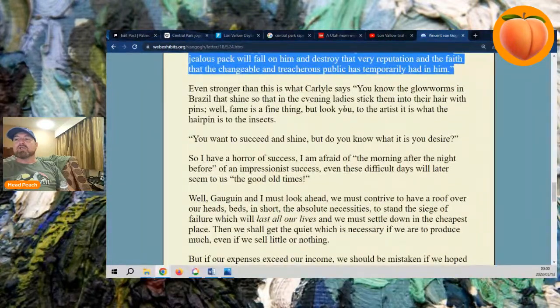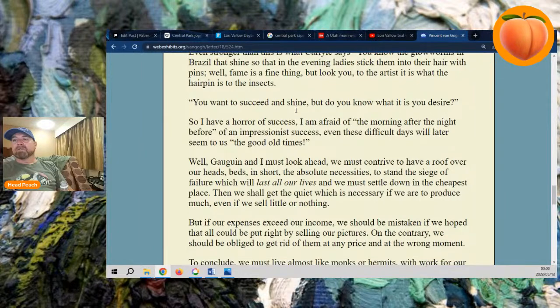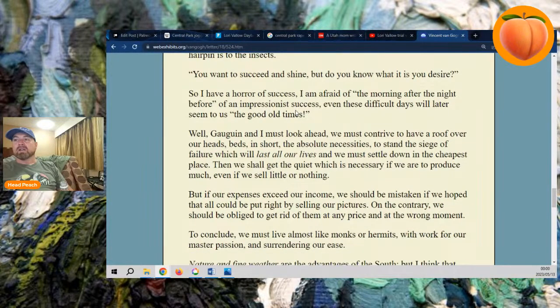He says, even stronger than this is what Carlyle says. You know the glowworms in Brazil that shine so that in the evening ladies stick them into their hair with pins. Well, fame is a fine thing, but look you, to the artist, it is what the hairpin is to the insect. You want to succeed and shine, but do you know what it is you desire?